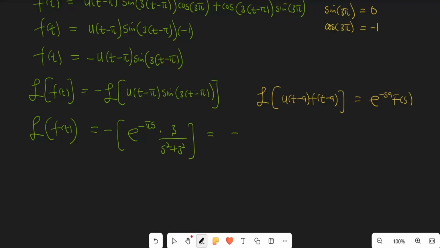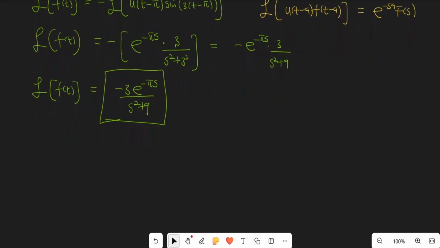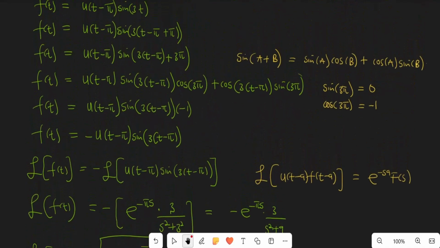So this one is going to be negative e to the negative pi s multiplied by 3 all over s squared plus 3 squared, which is 9. So finally, the Laplace transform of the function f of t, the very first example, is -3 e to the negative pi s divided by s squared plus 9. And this one is the answer to our beautiful unit step function or Heaviside function.